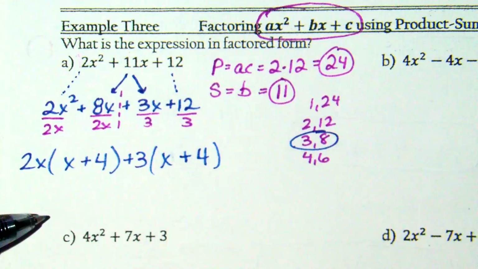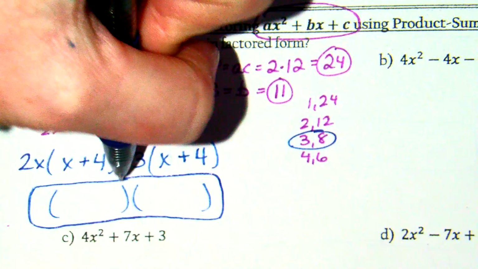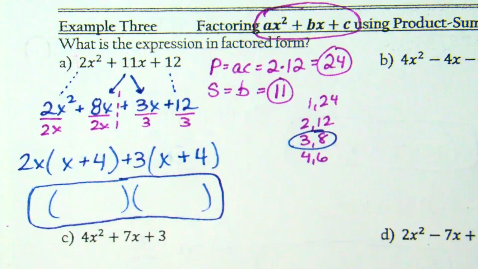Now, here's what I'm going to tell you guys. My final answer, and I'm going to box it to show you, will look like this. 2 parentheses. But they won't be blank parentheses. What goes in those parentheses? Do you remember? One of them is x plus 4. And 2x plus 3 in the other one.